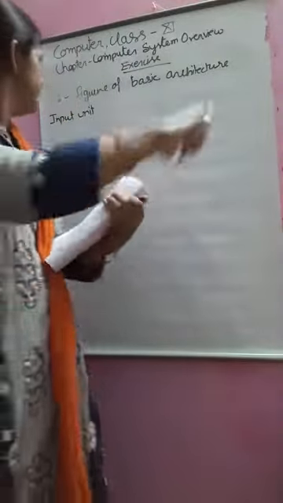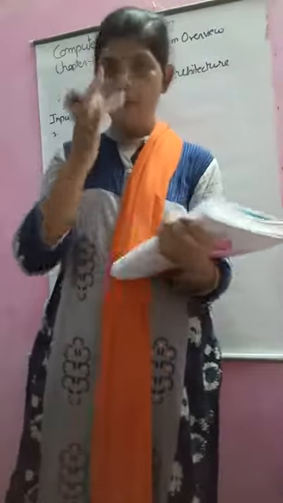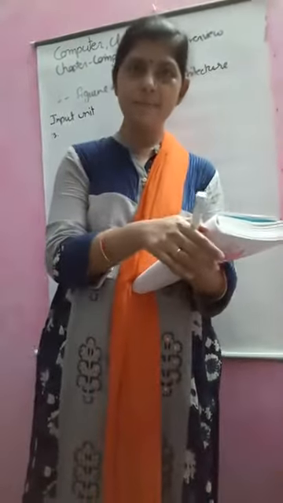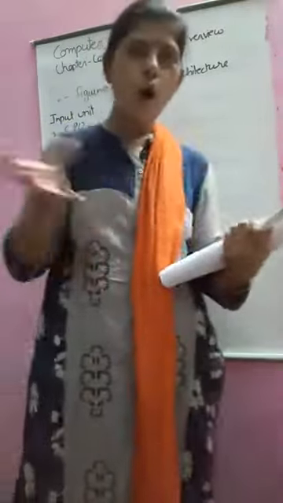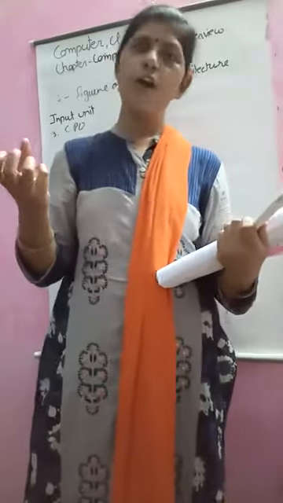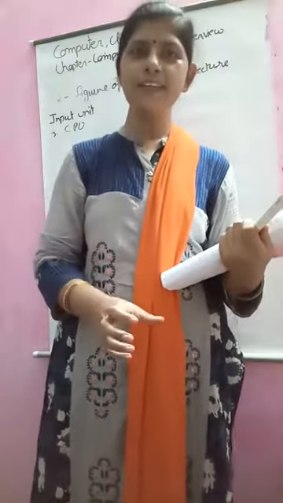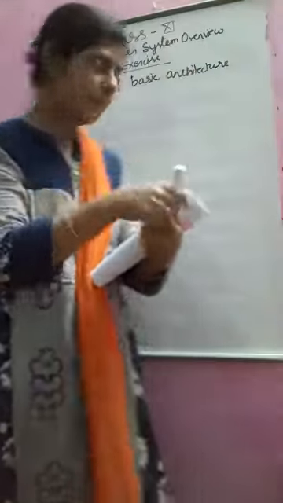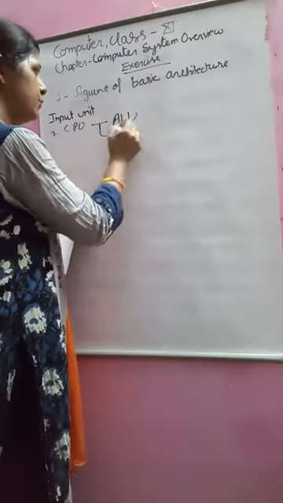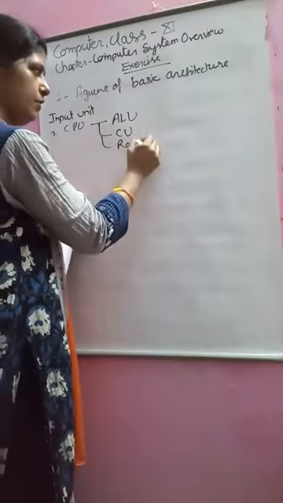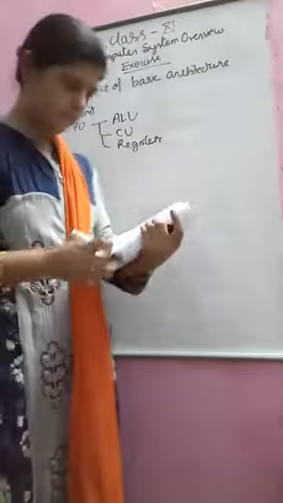Now, third question. What is the function of the CPU? Central Processing Unit. It's the main unit. It controls all the devices of the computer. All the working of the computer, all the controlling is done here. The subunits are ALU, CU and register. You have to explain each one by one.